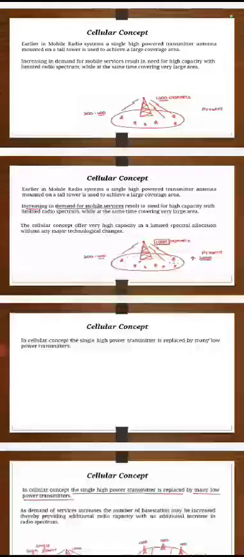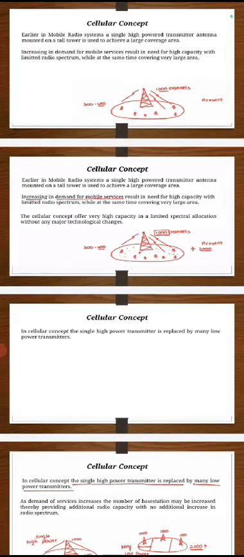For example, for each channel a new user will be assigned. So with 1000 channels we can provide service to 300 to 400 people. Now consider the second example. There is an increase in demand for mobile service, which results in the need for higher capacity with limited radio spectrum, while at the same time we have to cover the large area also.